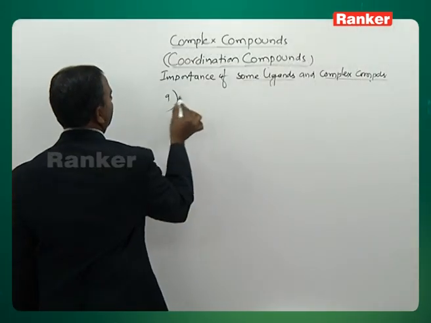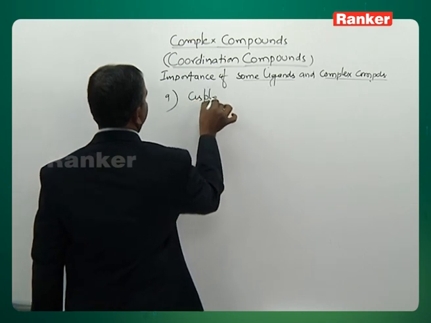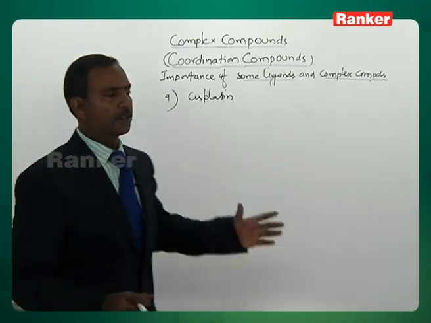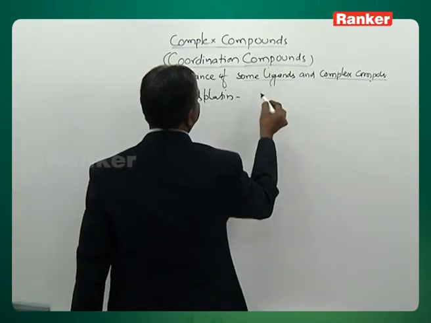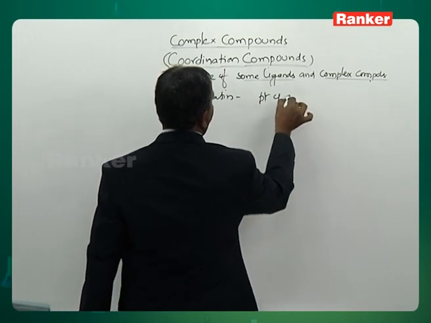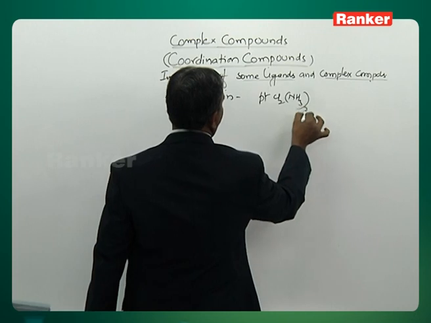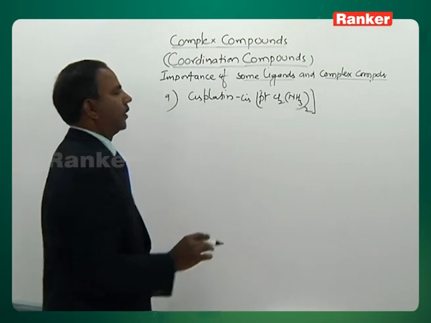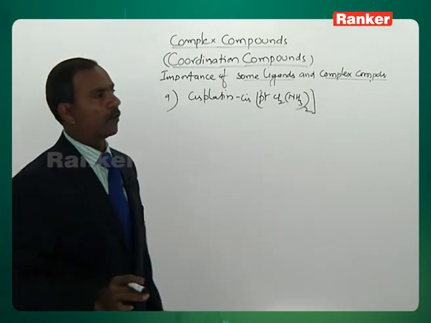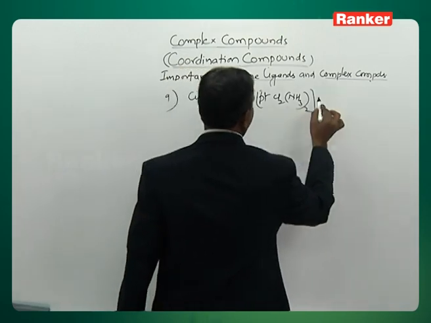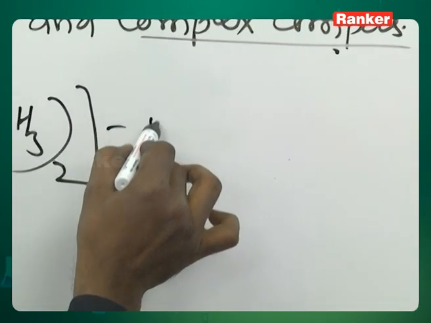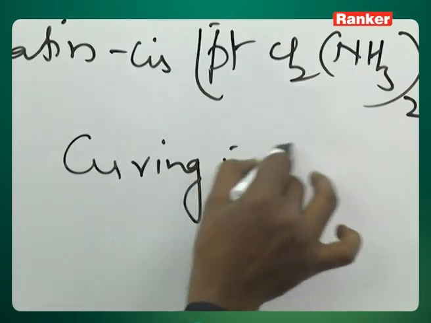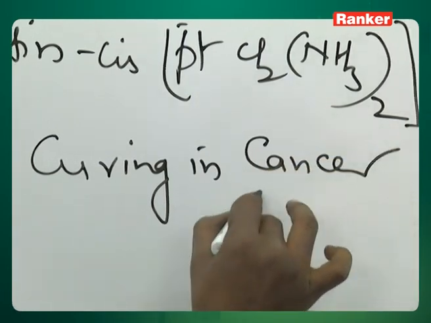So this is very important. Cisplatin is used as a cancer drug for the curing of cancer. What is this complex? Cisplatin, cis-diamminedichloroplatinum(II). Only the cis complex is used in curing of cancer. It's very, very important to remember.